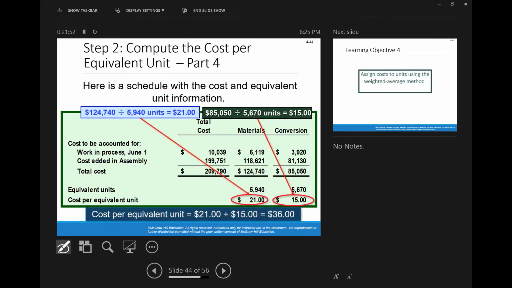So here we go. If you have a question that's looking for something and you maybe are trying to get to something that isn't given to you, you may have to calculate out how much it is per unit to use that in order to get to the answer. So we had 124,740 in the materials department divided by the 5,940. So it gives us $21. And then we had $15 for the conversion. So when you add them together, you get a total equivalent unit cost of $36.